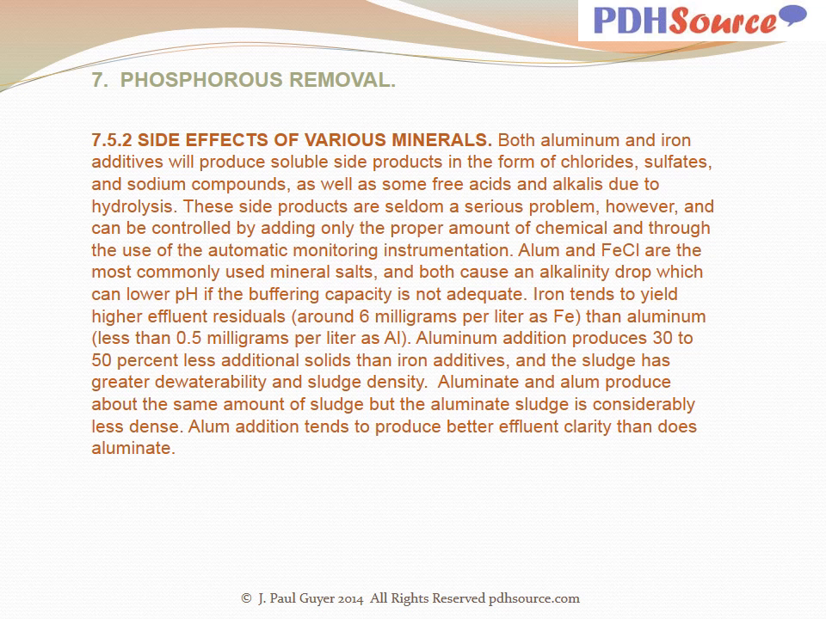Iron tends to yield higher effluent residuals, around 6 milligrams per liter as iron, than aluminum, less than 0.5 milligrams per liter as aluminum. Aluminum addition produces 30 to 50% less additional solids than iron additives, and the sludge has greater dewaterability and sludge density. Aluminate and alum produce about the same amount of sludge, but the aluminate sludge is considerably less dense. Alum addition tends to produce better effluent clarity than does aluminate.